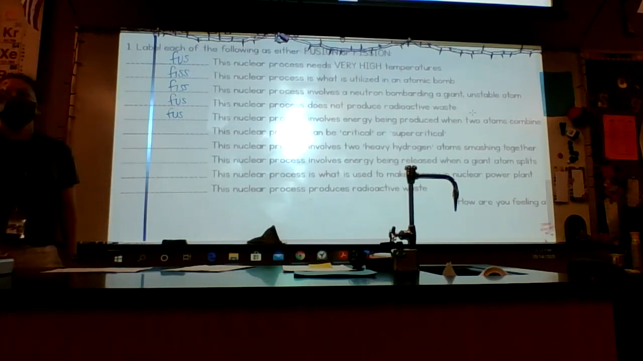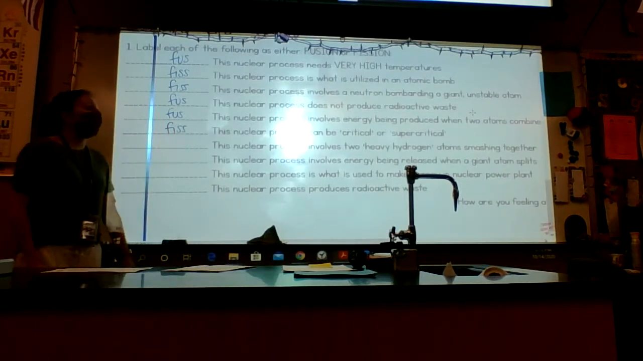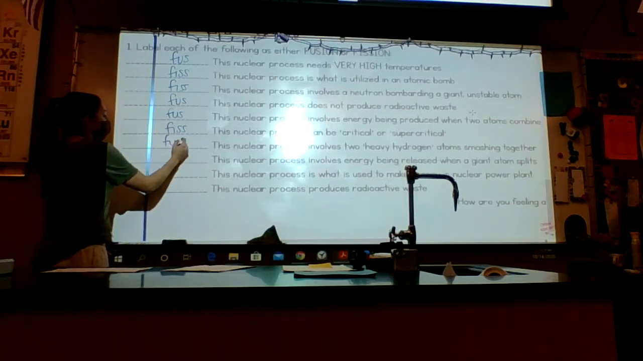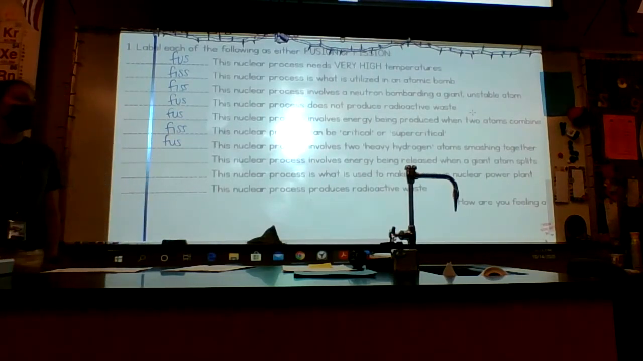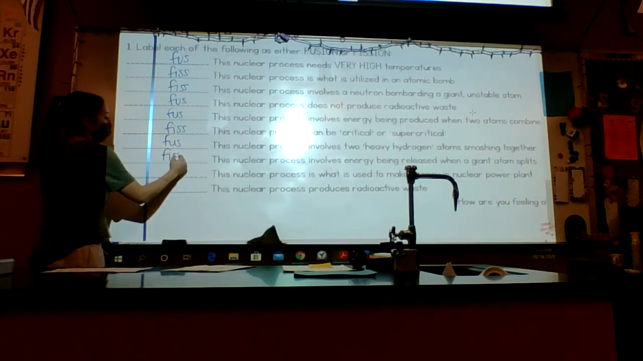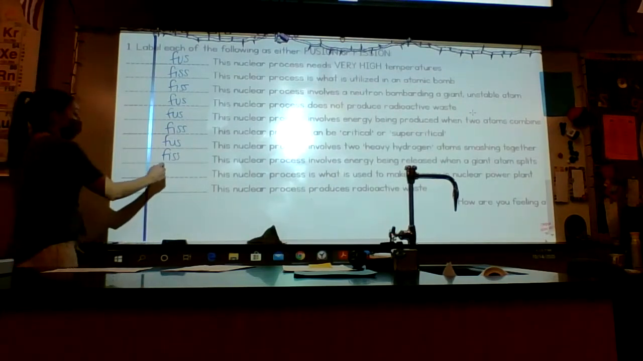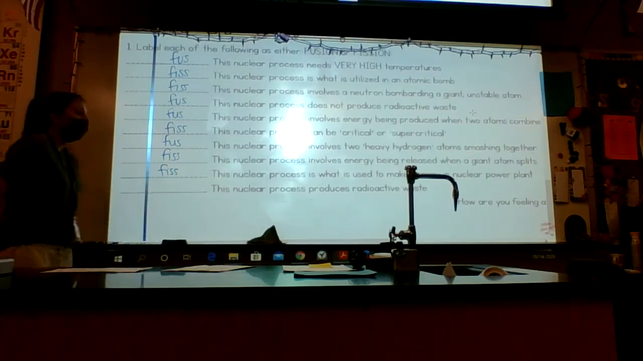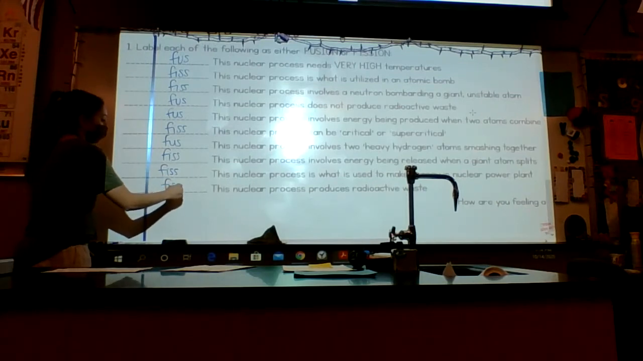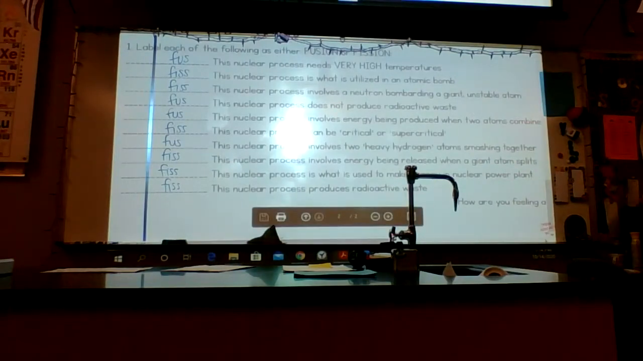Can be critical or supercritical. Fission. Involves two heavy hydrogen atoms smashing together. Fusion. Involves energy being released when a giant atom splits. Fission. Used to make energy in a nuclear power plant. Fusion. Produces radioactive waste. Fission.